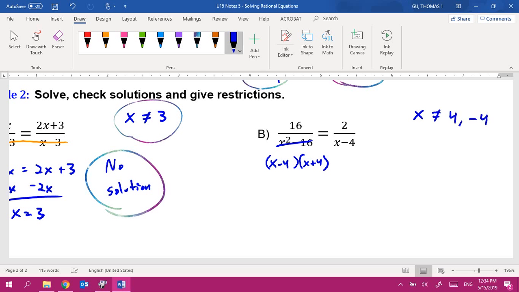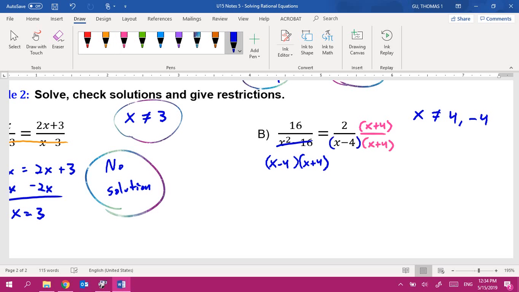Okay. What do you think I have to do next? Can I do that right now? What do I have to do? The denominators aren't the same, are they? Don't you have to multiply those? That's right. You have to multiply on the right side by x plus 4 over x plus 4. And why did I have to do that? So they can have the same denominator.